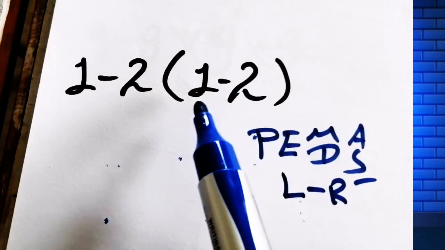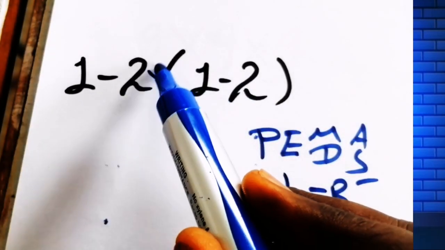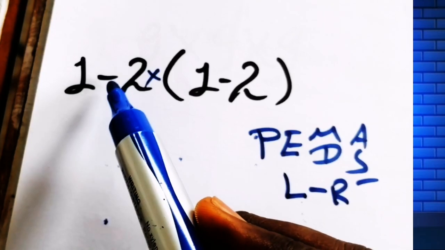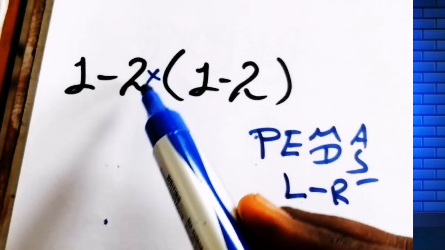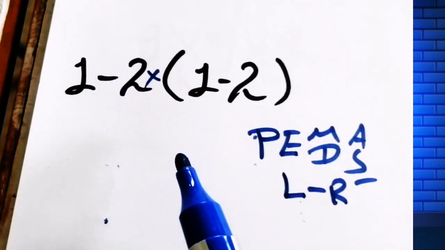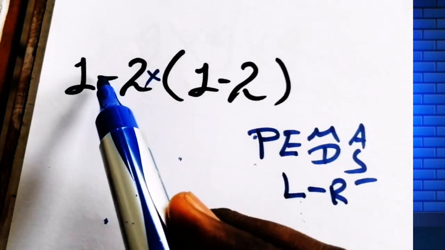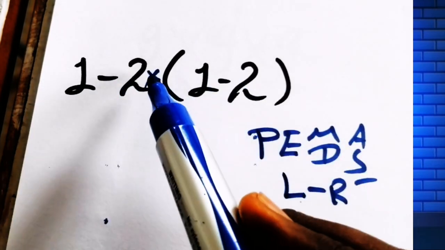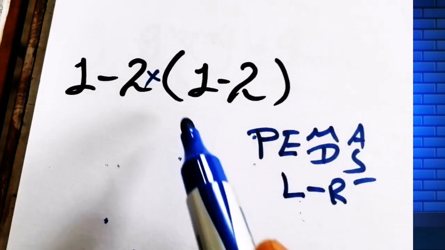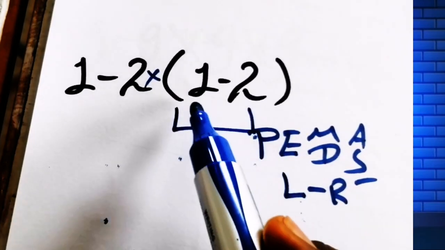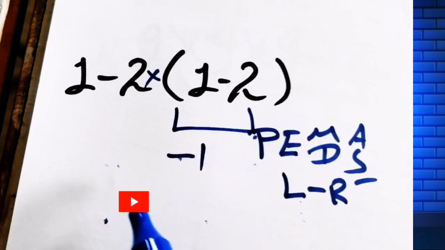Okay, in this expression there is one parenthesis, one multiplication, and one subtraction. First we have to do this parenthesis, next this multiplication, and finally this subtraction. If we subtract first, before the parenthesis or the multiplication, it is wrong. Therefore, according to PEMDAS, first we do this parenthesis, 1 minus 2, which gives us negative 1.